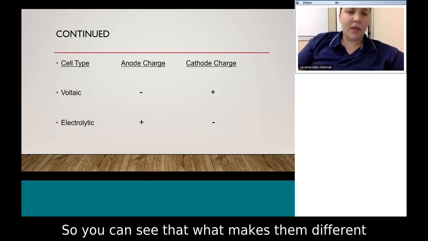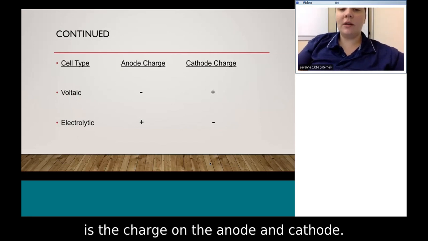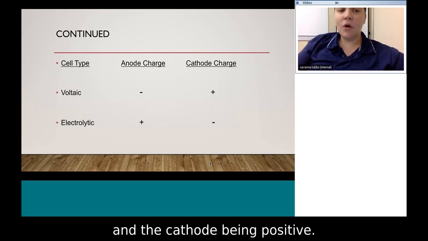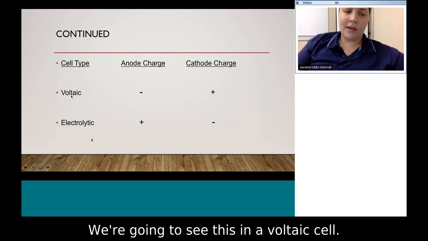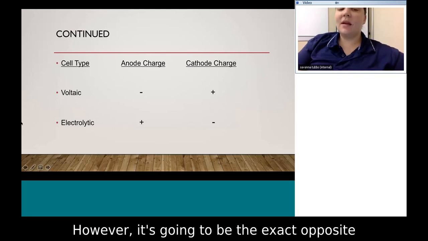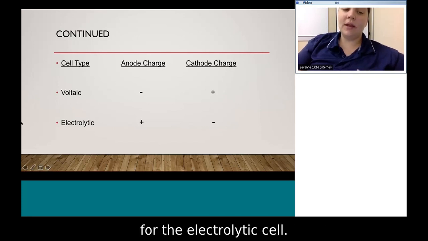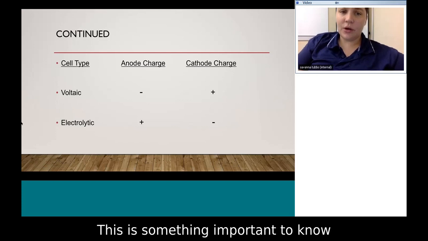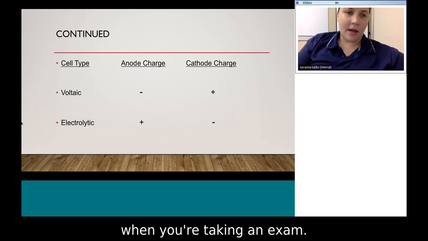So you can see that what makes them different is the charge on the anode and cathode. What we're used to is the anode being negative and the cathode being positive. We're going to see this in a voltaic cell. However, it's going to be the exact opposite for the electrolytic cell. So it's going to have a positive anode and a negative cathode. This is something important to know when you're taking an exam.